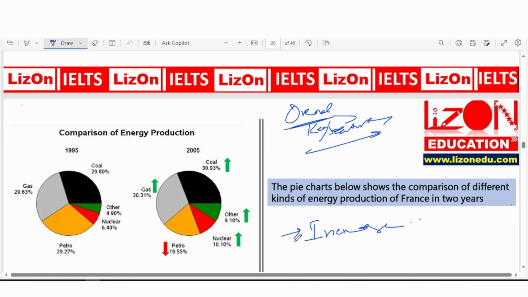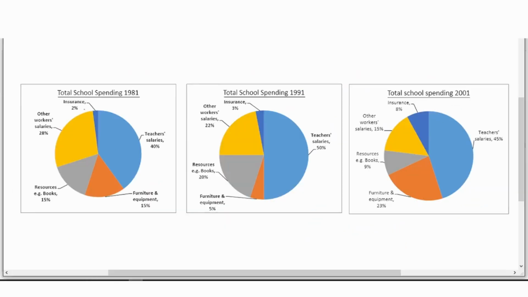Some data are going to increase. Some data are going to decrease. So increase and decrease, that's the first thing you're going to get in any pie chart. Like here, coal 29 to 30, increasing. Other 4 to 9, increasing. Nuclear 6, then 10, increase. Petro 29, 10, 19, decrease. Gas 29, then 30, increase. See, if you look into another pie chart, you'll see the same thing.